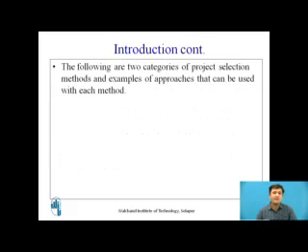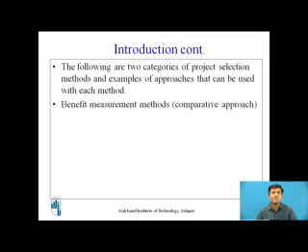There are two categories of project selection methods, with examples and approaches used with each method. First, the benefit measurement method or comparative approach. This is generally used in the white goods type of industry. Comparative means the current model we are running and the new model we are launching. Let us say a normal AC and an AC with inverter.